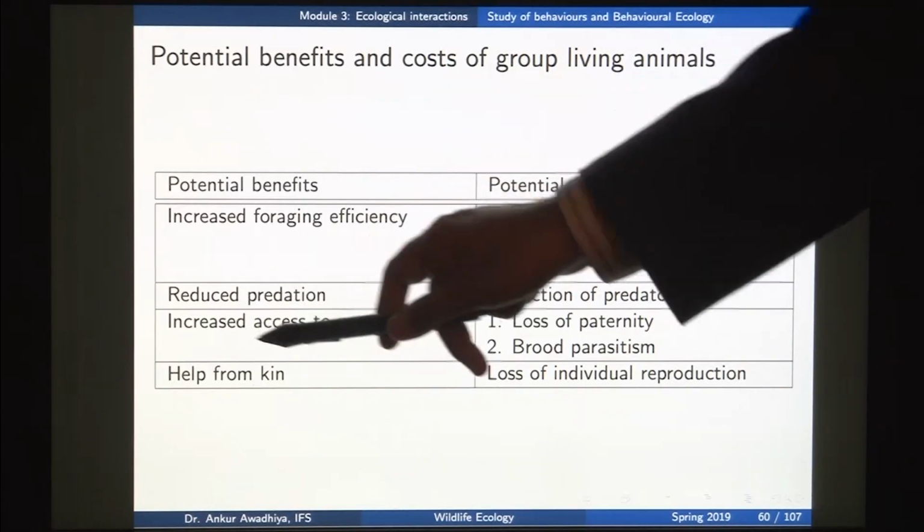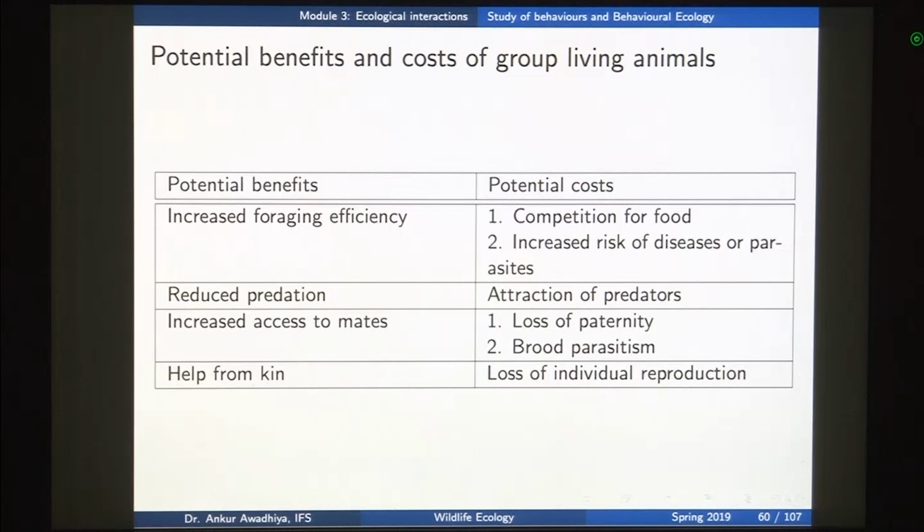If you are living together in a big group, the animal has greater access to mates, because you have more males and females living together. So, it is much more likely that you have access to a mate. The potential cost is loss of paternity, as we saw before, because the mates are not exclusively available to any particular organism, and also there is a chance of brood parasitism, in which an outsider can come into your group, mate with the females and then move out. Similarly, you have the potential benefit of help from the kin if you are trying to raise your kids, and the potential cost is loss of individual reproduction.